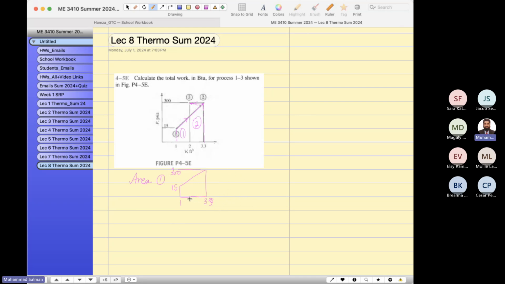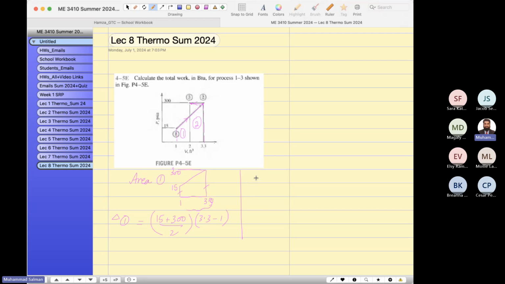So if you do the math, work done in area under 1 is like a trapezoid. And if you take a look here, these are the two heights, height number 1, height number 2, and the distance between them is 3.1 minus 1. So I can do 15 plus 300 divided by 2 times 3.3 minus 1. So this will be the area of figure 1.